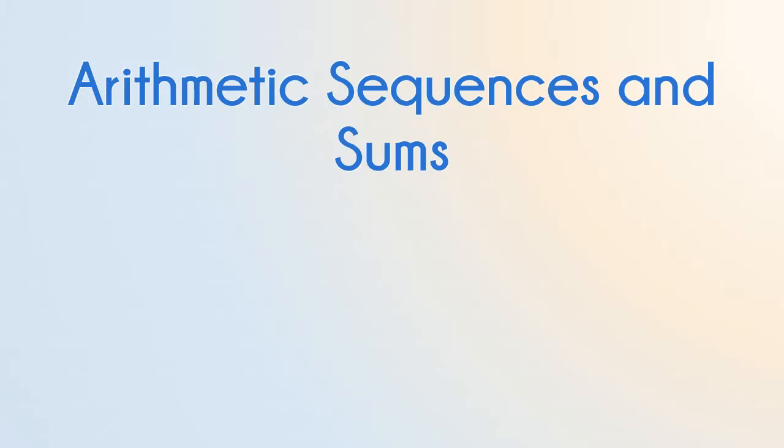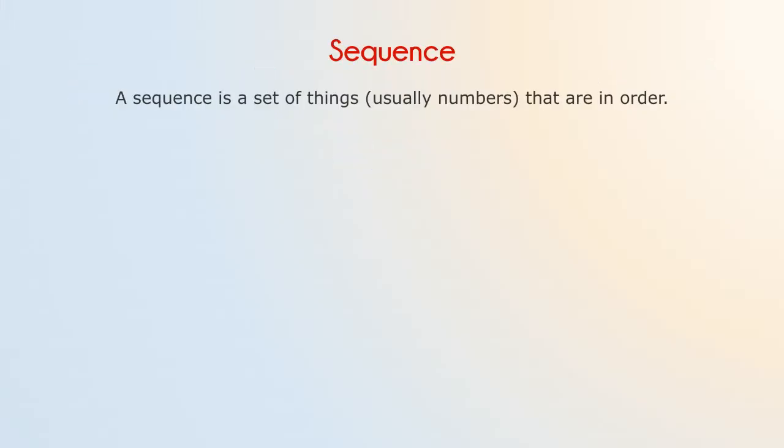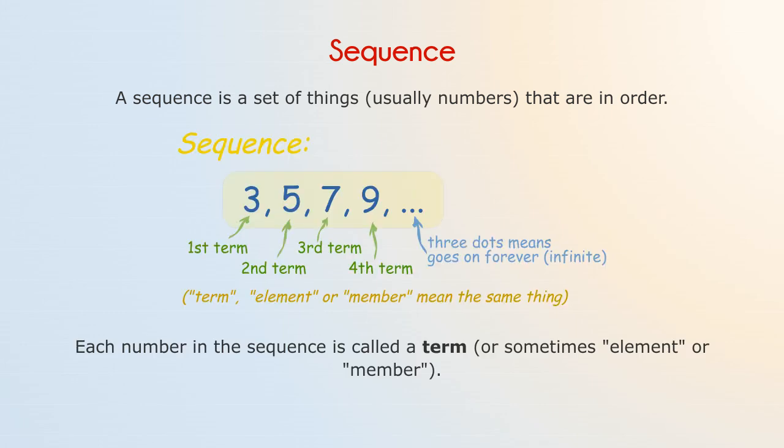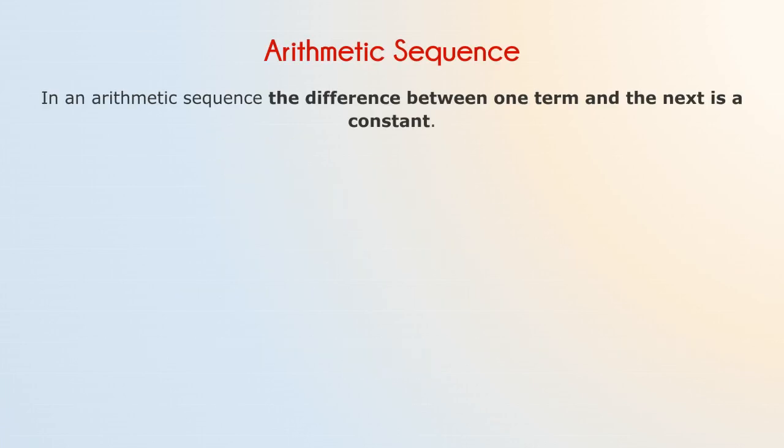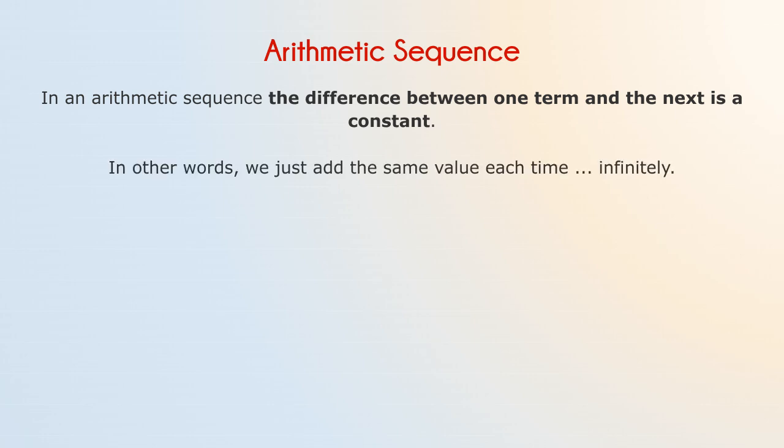Arithmetic sequences and sums. A sequence is a set of things, usually numbers, that are in order. Each number in the sequence is called a term, or sometimes element or member. In an arithmetic sequence, the difference between one term and the next is a constant. In other words, we just add the same value each time, infinitely.